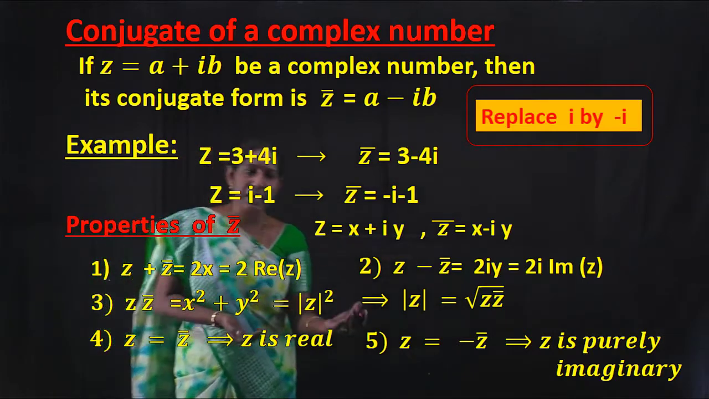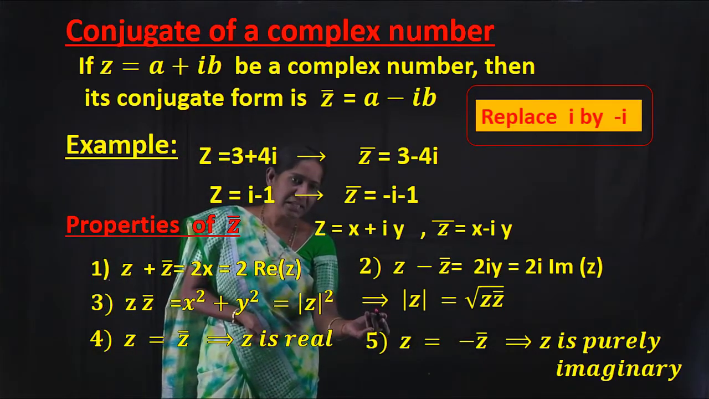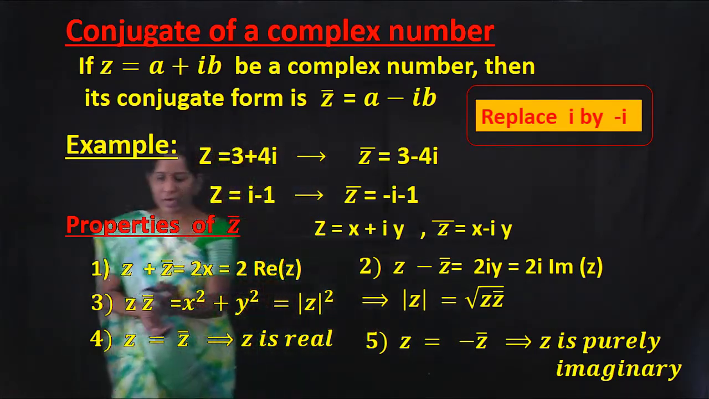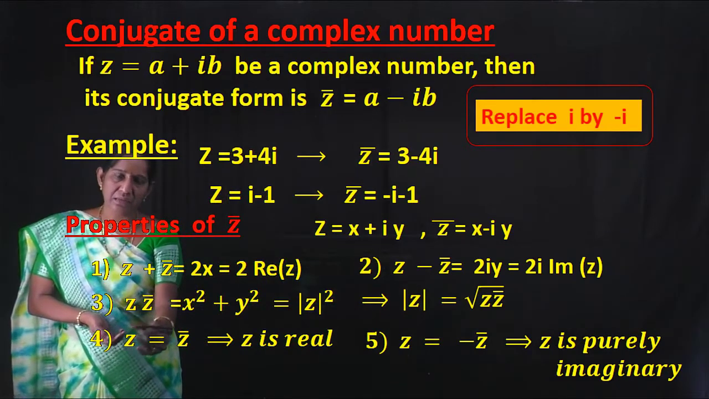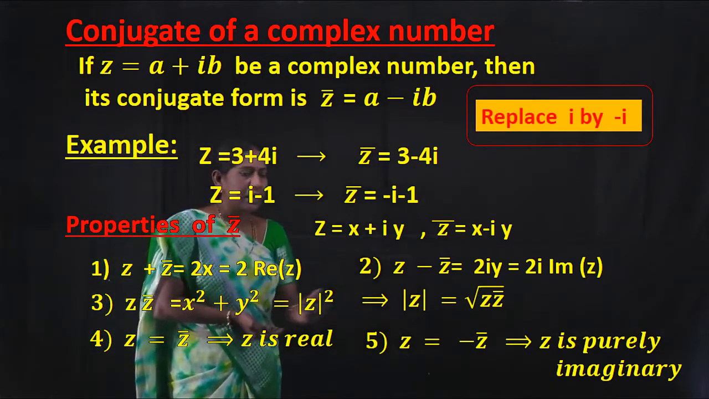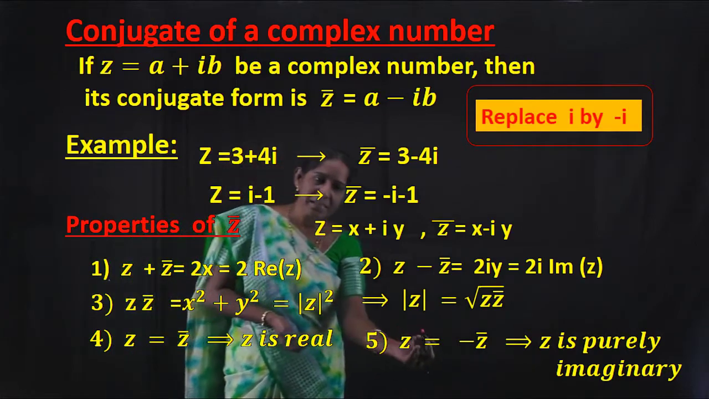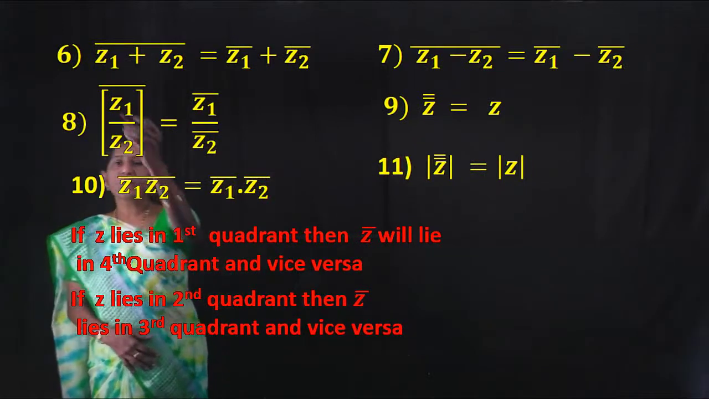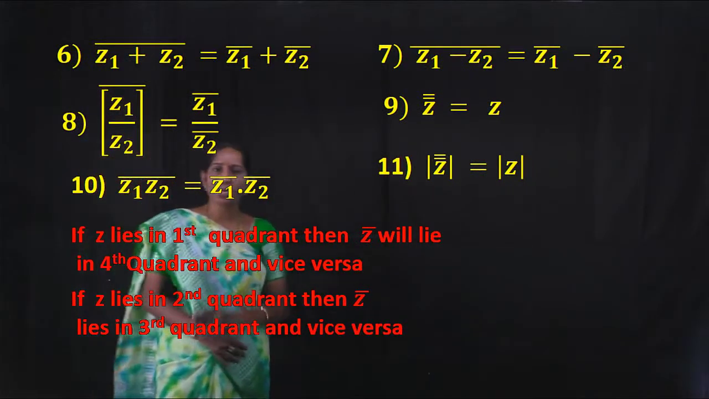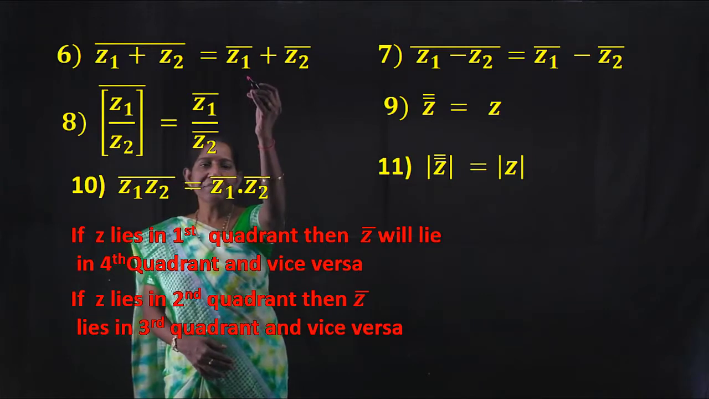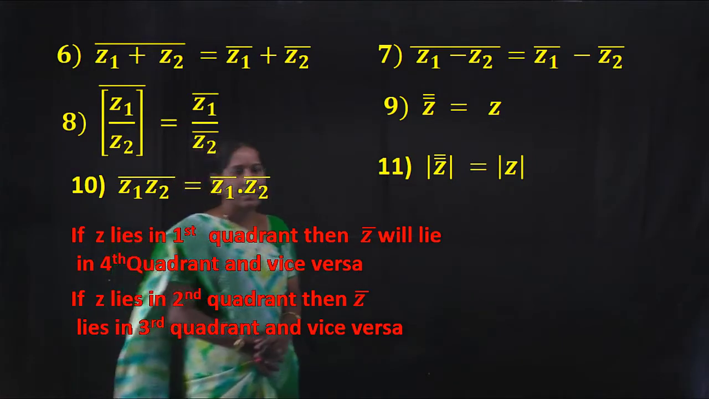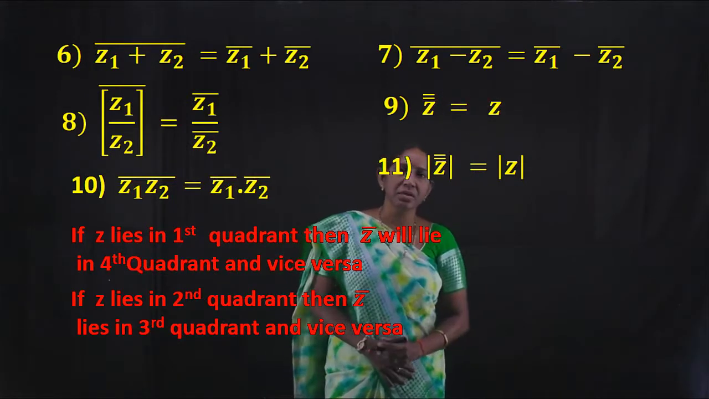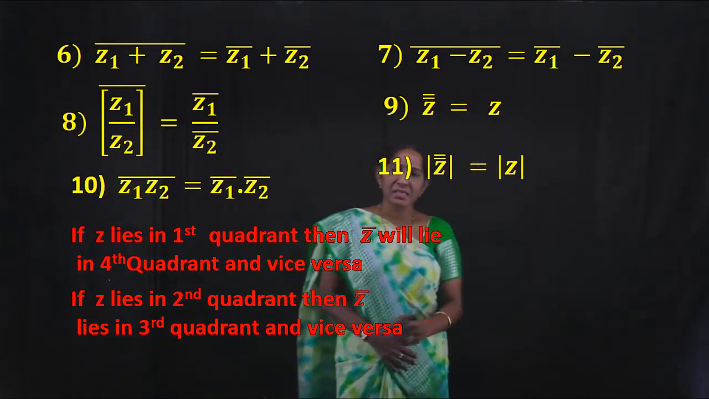From this we can write mod z is equal to square root of z into z bar. Fourth one, if z is equal to z bar, then z is real. And fifth one, if z equal to minus z bar, then z is purely imaginary. Next property, conjugate of z1 plus z2 is equal to z1 bar plus z2 bar. And next one is conjugate of z1 minus z2 is equal to z1 bar minus z2 bar.